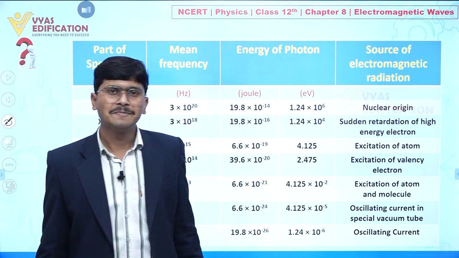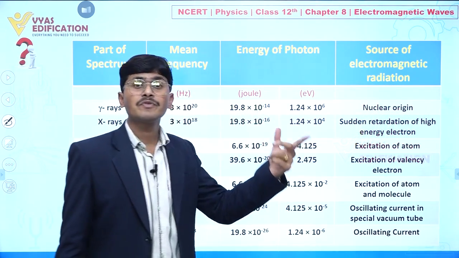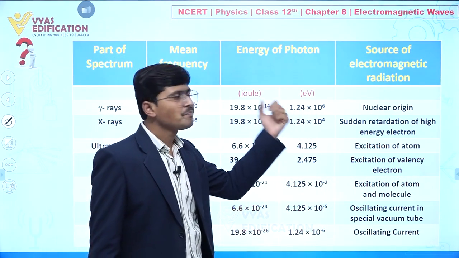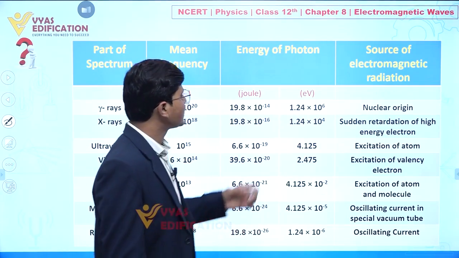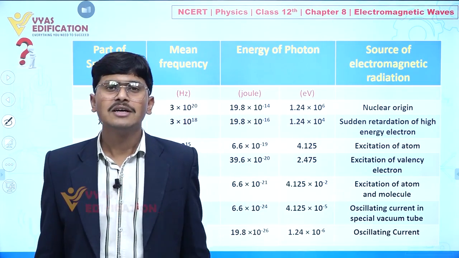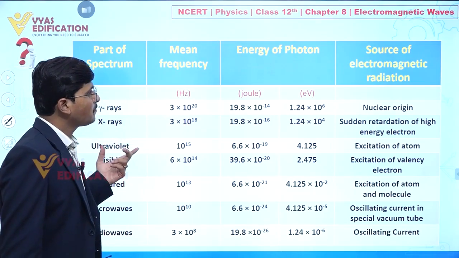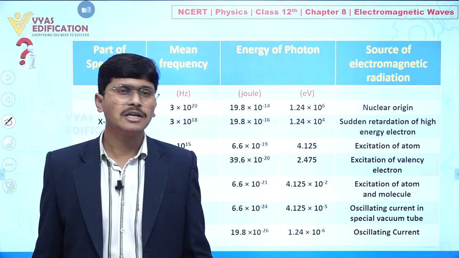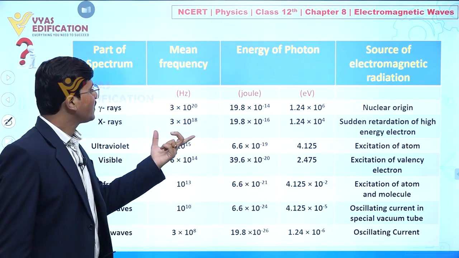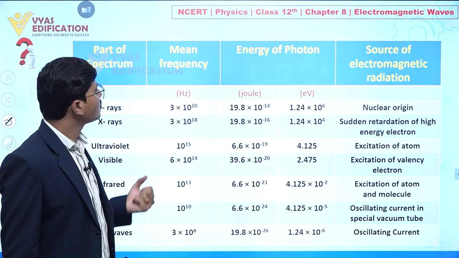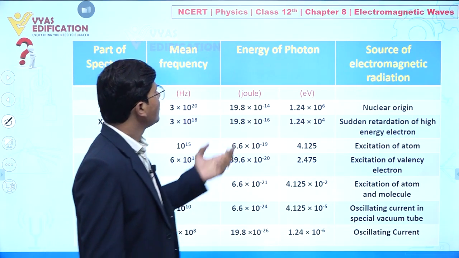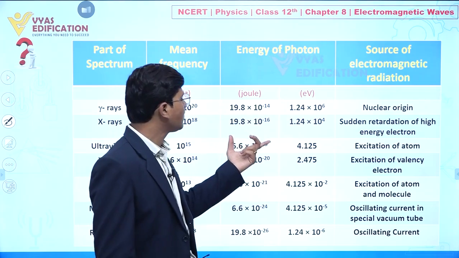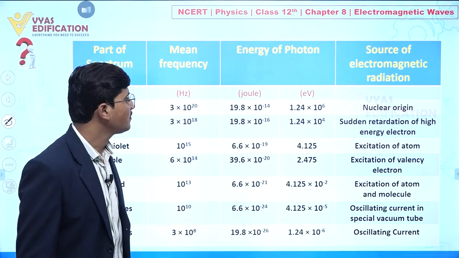Corresponding, if you divide this expression by 1.6 into 10 to the power minus 19, at that time you will find this answer: 1.24 into 10 to the power 6 electron volt. Clear to everyone? Similarly, X-ray originates from sudden retardation of high energy electrons. Mean frequency is given as 3 into 10 to the power 18 hertz. Energy of photon is equal to 19.8 into 10 to the power minus 16.